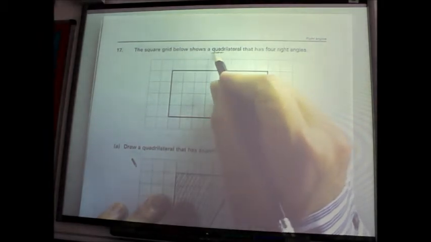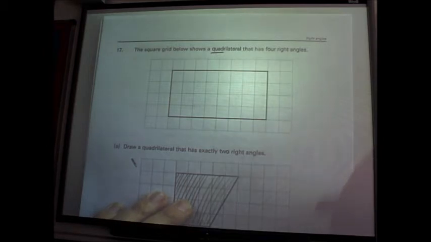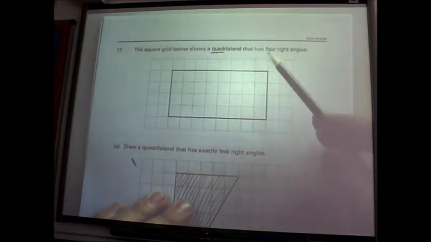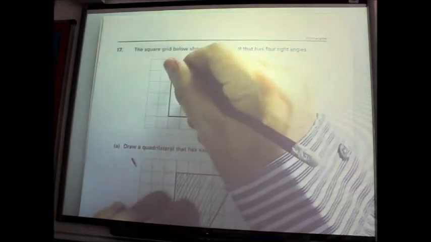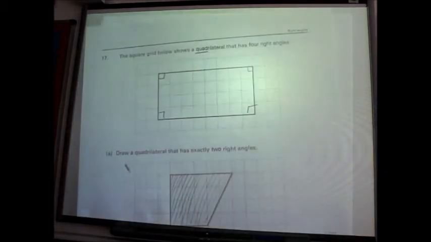A quadrilateral is any four-sided shape. So it could be a rectangle, it could be a square, it could be a parallelogram or a trapezium or a rhombus. When you see the word quad, think of quad bikes, because that means 4. And it has 4 right angles. 1, 2, 3, 4. Next question.